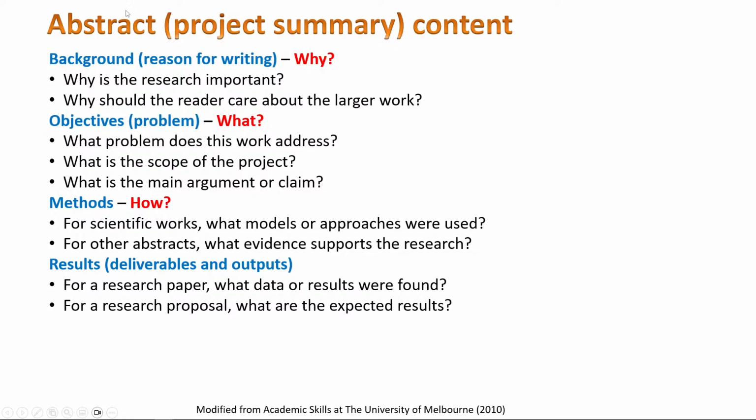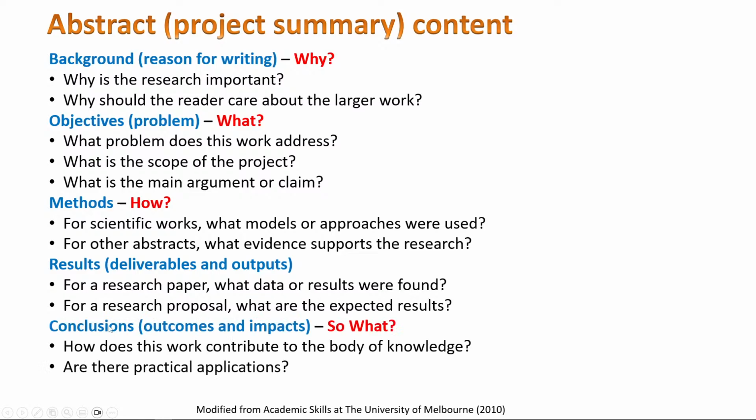So results, that would be for the abstract. For a project summary, remember, for a proposal, you will talk about deliverables and output. So results for a research paper: what data or results were found. For a research proposal: what are the expected results? And then conclusions, that would be for a project, for an abstract, for your paper.